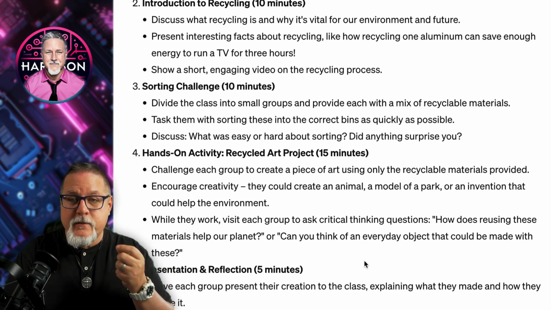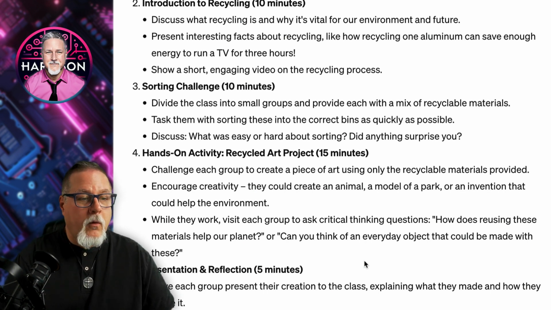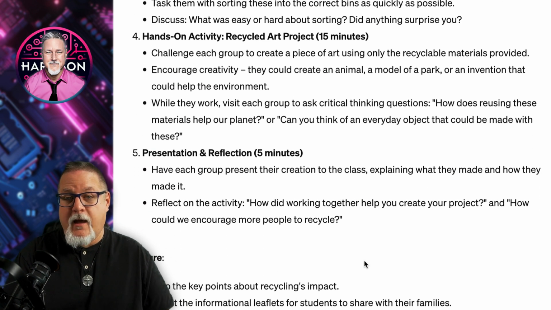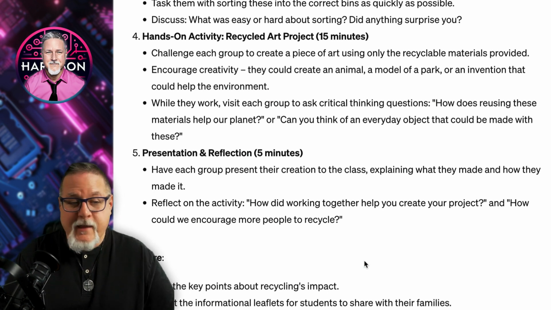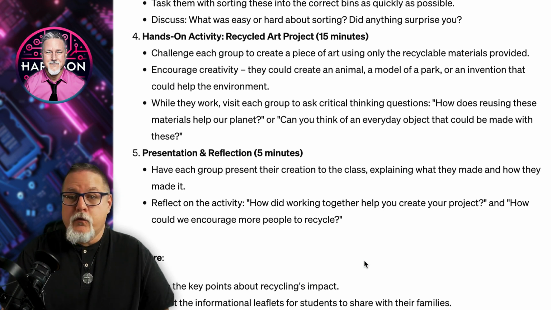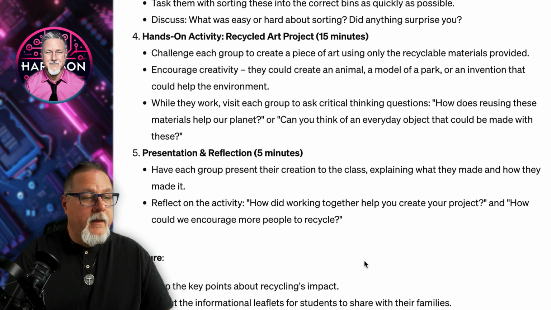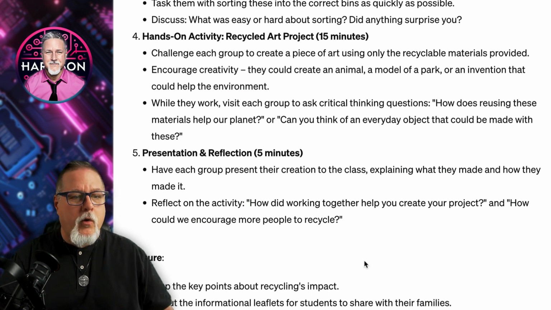And while they work, visit each group and ask critical questions, right? We need to teach kids better critical thinking skills. So ask them, how does reusing these materials help our planet? Or can you think of an everyday object that could be made with this stuff? Pretty cool. And then have each group, now here in part 5, give a group presentation about their creation, explaining what they made and how they made it, and reflect on the activity. How did working together help you create this project? So you're sparking that teamwork in them.